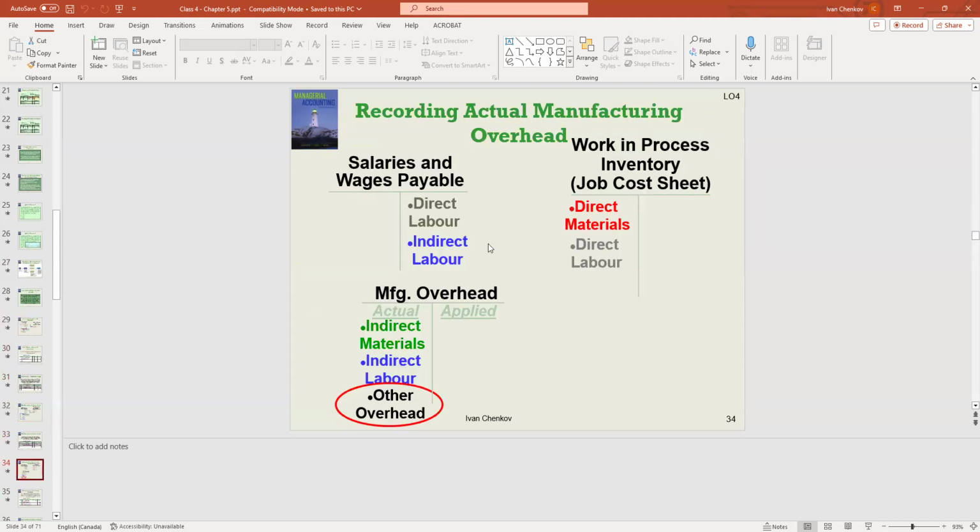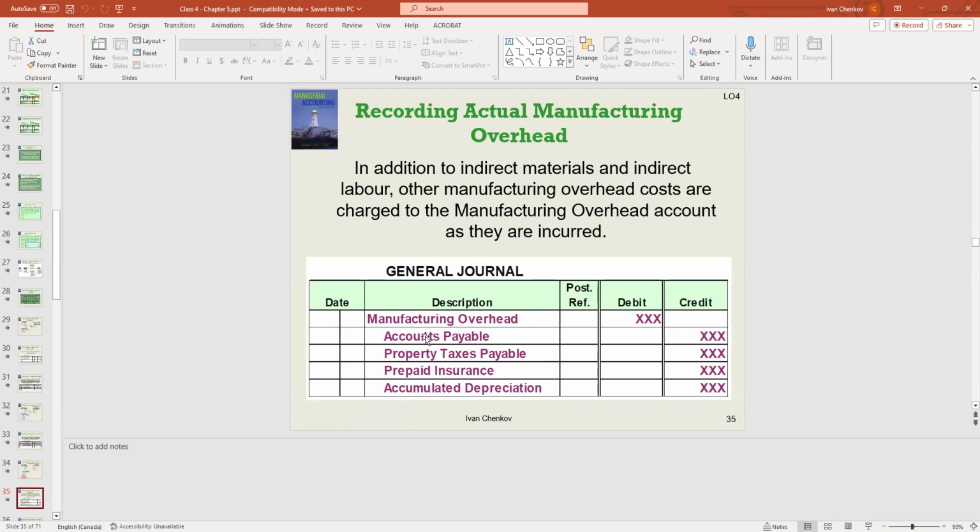Thank you. Now, for the other costs, once we have direct material and direct labor, we have to calculate the actual usage of the other overhead costs. What will those be? Those are going to come from accounts payable for the utilities, for the security, for the insurance, property tax payable, prepaid insurance, and accumulated depreciation. Those accounts are going to come directly to the manufacturing overhead. Again, this will be the actual cost.